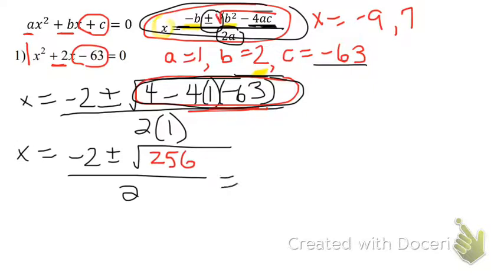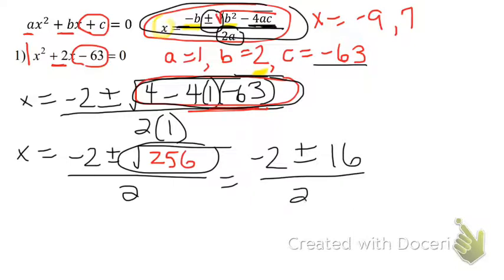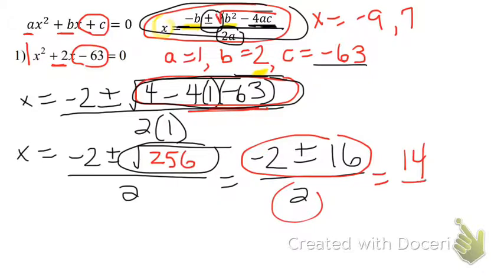So now I have -2 plus or minus the square root of 256 is 16, no longer has a square root because I could take the square root, all over 2. Okay, focusing just on the numerator, this is 2 numbers that are like terms. You're just going to add 16 and subtract 16. So -2 plus 16 would be 14, but this 2 is still here. And then -2 minus 16 would be -18, and this 2 is still there.